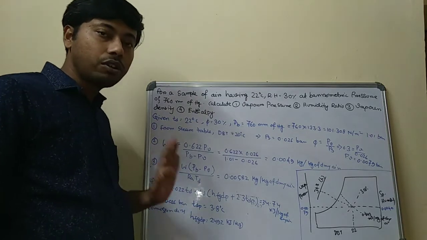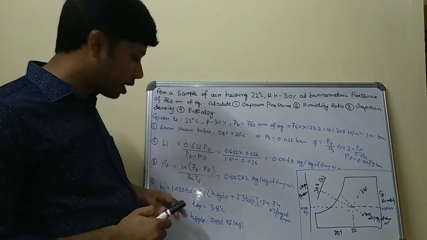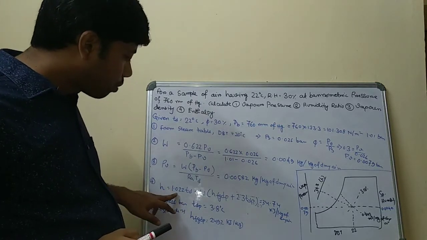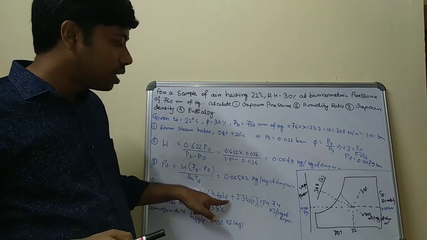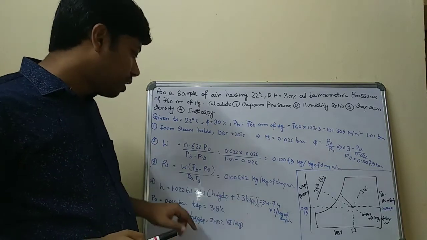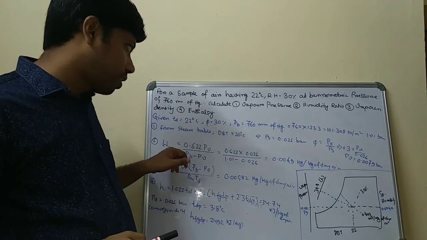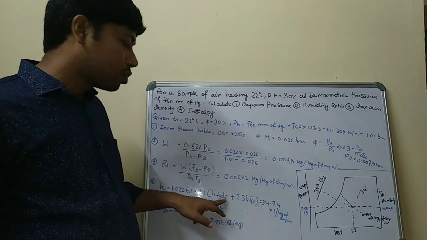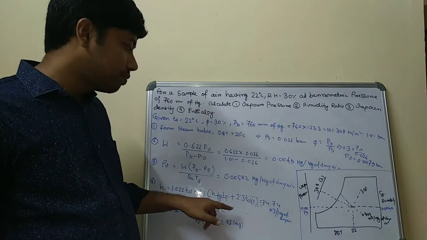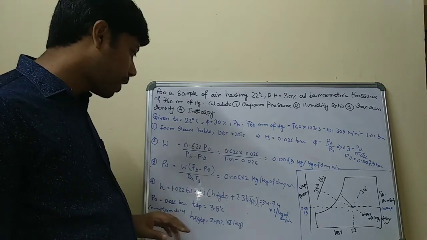We already discussed how to calculate the enthalpy of moist air. This was the formula: H is equal to 1.022 TD plus W into (HFG at TDP plus 2.3 TDP). TD, as you know, is the dry bulb temperature, W is your humidity ratio, HFG means latent heat of vaporization at the corresponding dew point temperature, and TDP means dew point temperature.